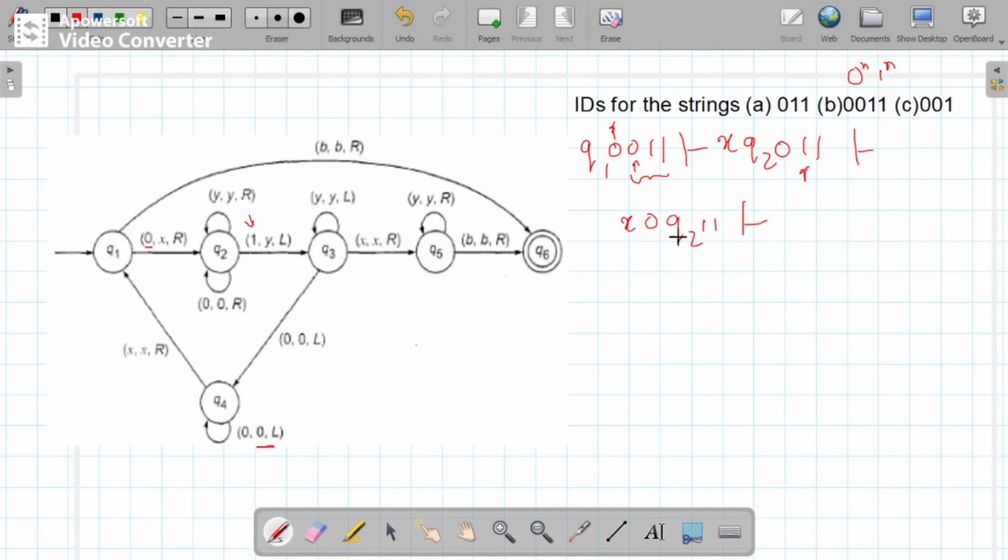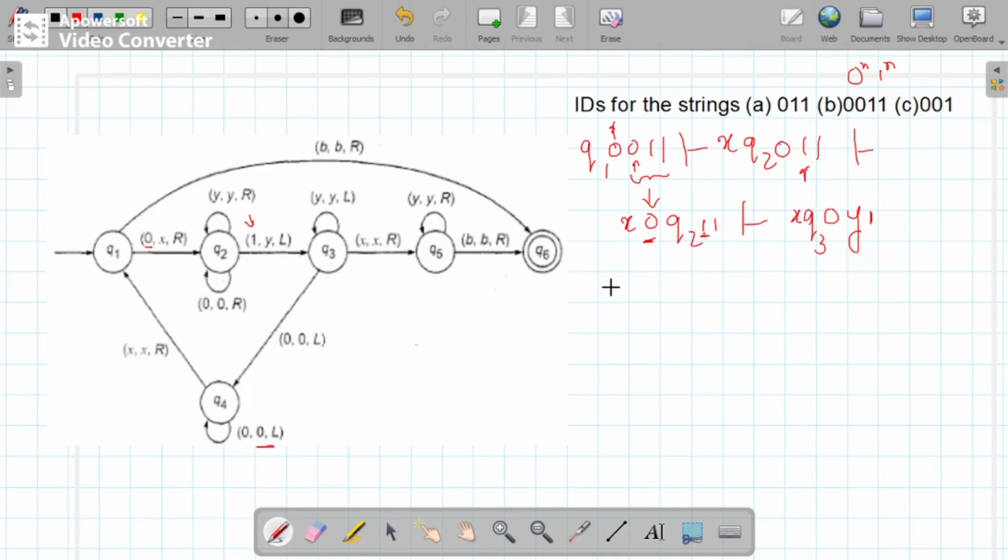Next, q2 on 1 goes to q3, change 1 to y and take a left move. Left move in the sense, currently the read write head is on this, so it should come to this character. So x 0 1 need to be replaced by y 1. This character is for the next processing. That's why q2 on 1 goes to q3, so it should be here.